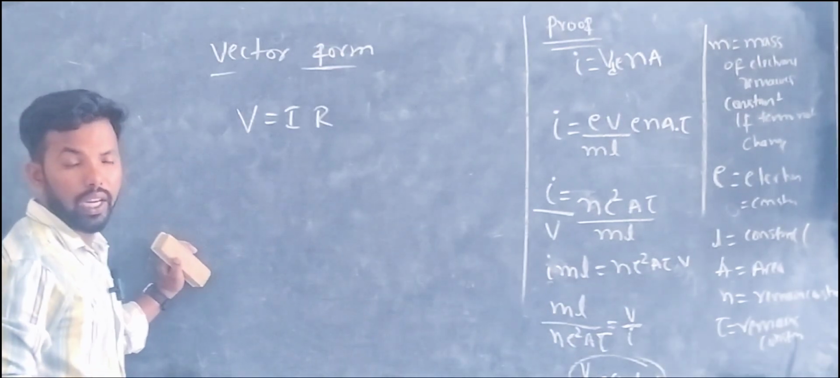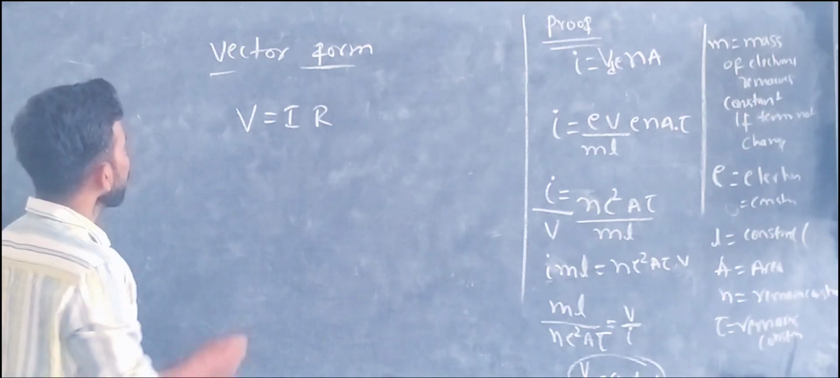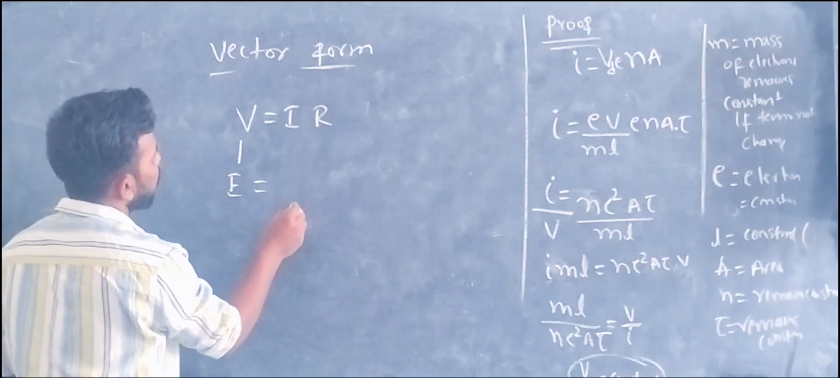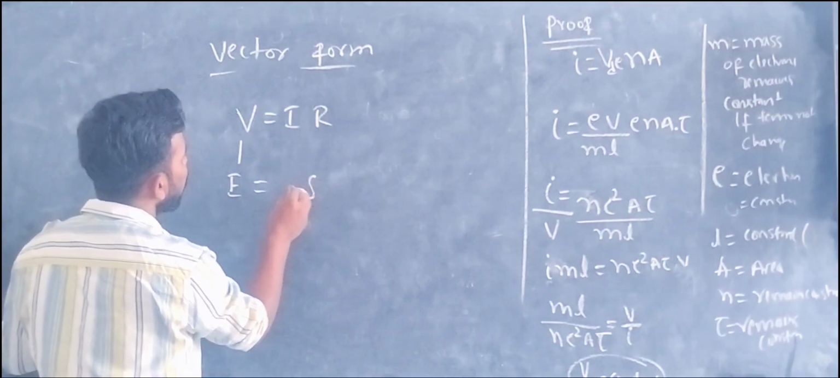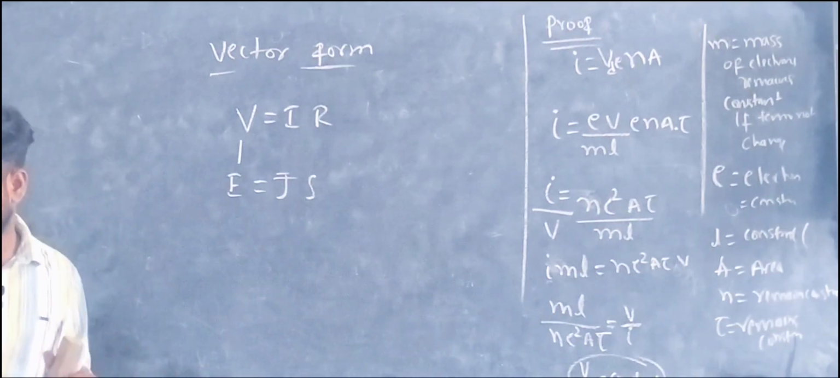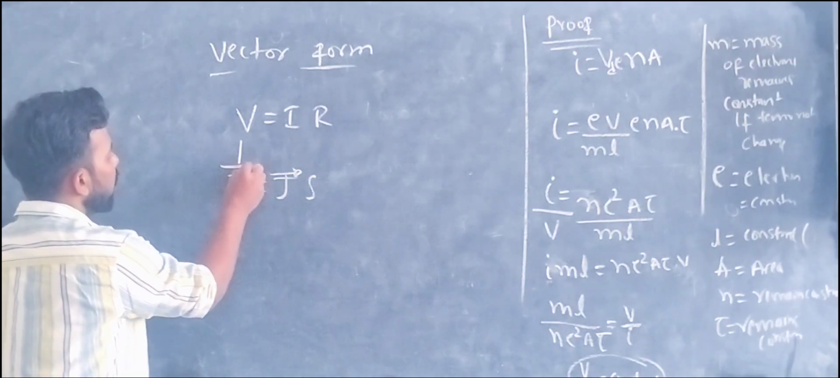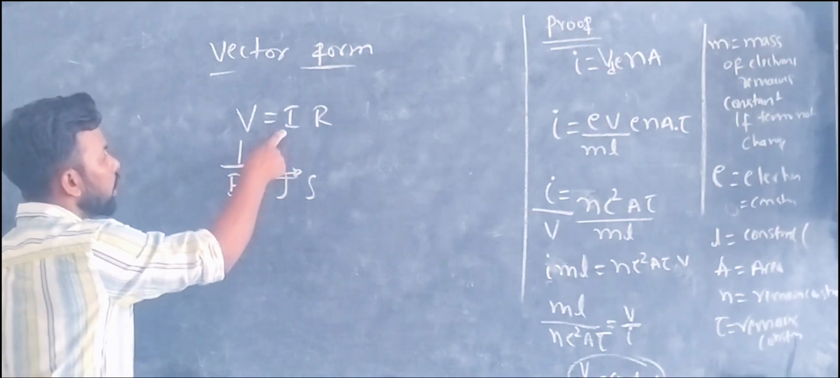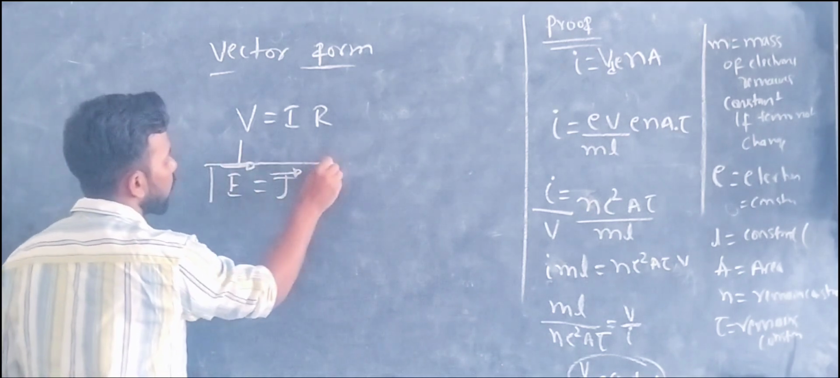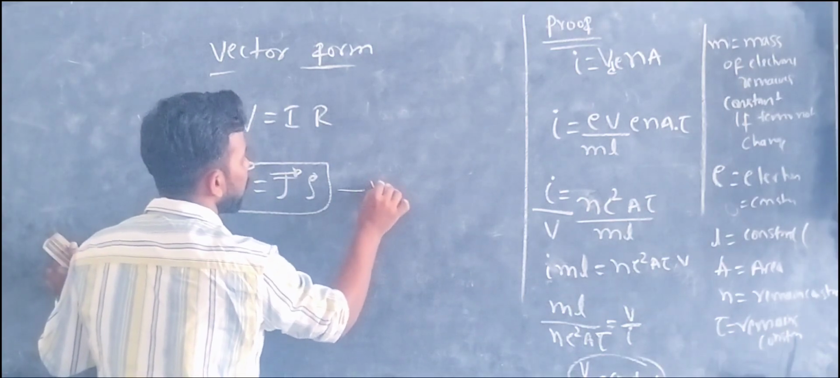V is equal to I into R. In vector form, V is the electric field, R is the resistivity rho, and I is the current density J. V is nothing but potential, I is J, and resistivity is rho. This is the vector form.